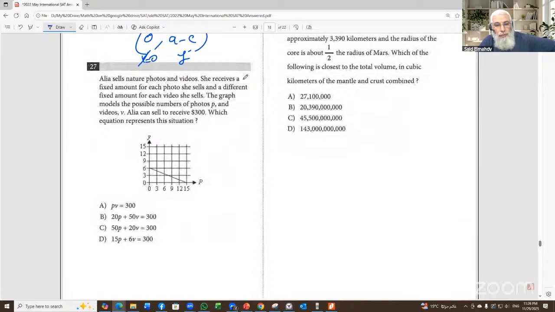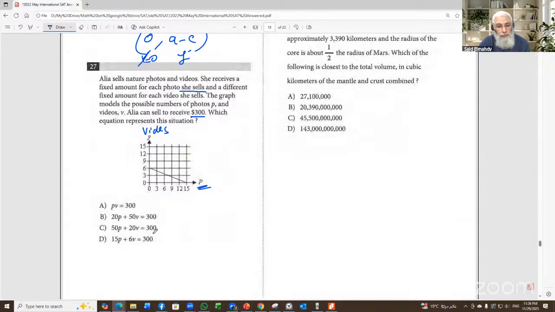Number 27. Alia sells natural photos and videos. She receives a fixed amount for each photo she sells and a different fixed amount for each video she sells. The graph models the possible numbers of photos P and videos V Alia can sell to receive $300. Which equation represents this situation?